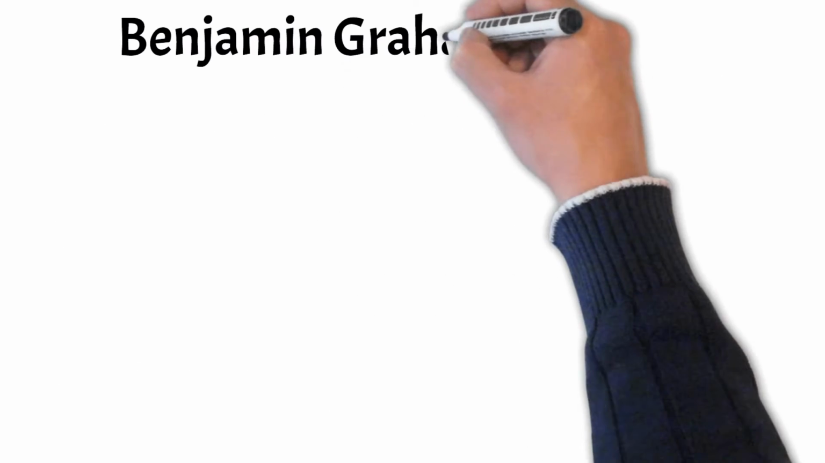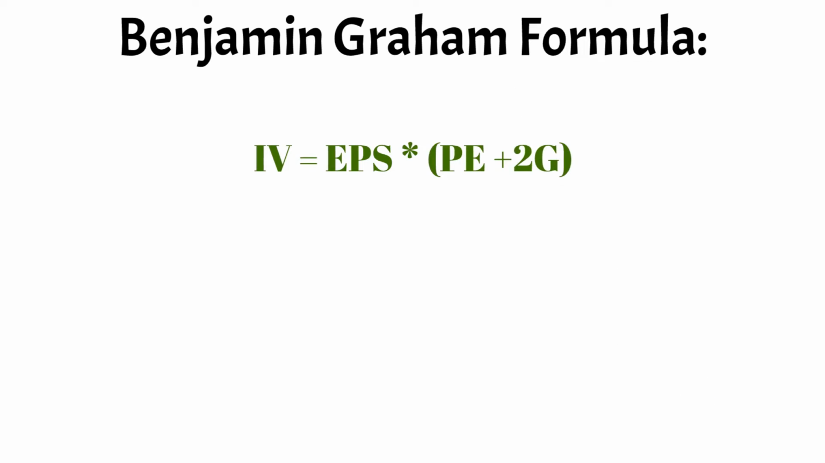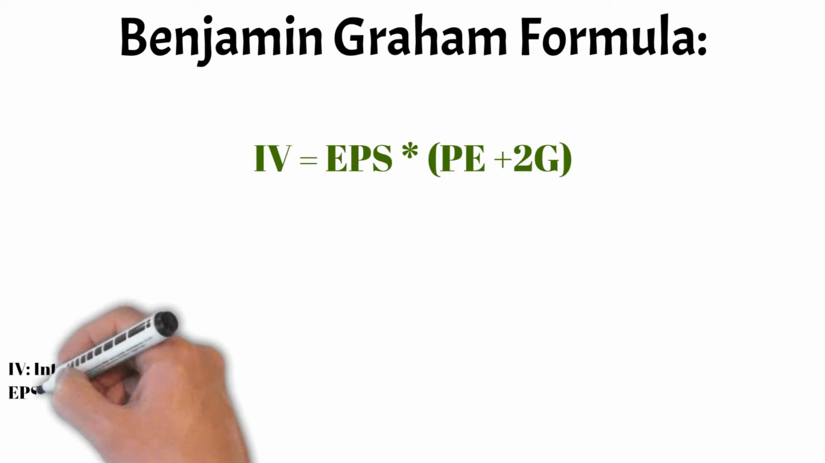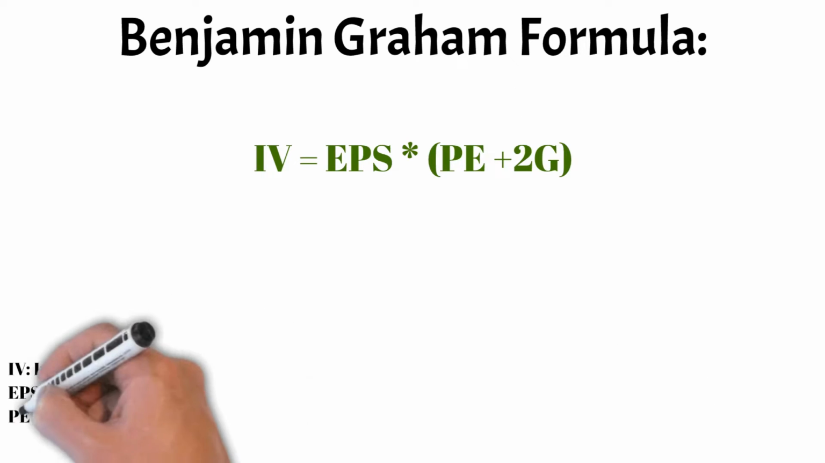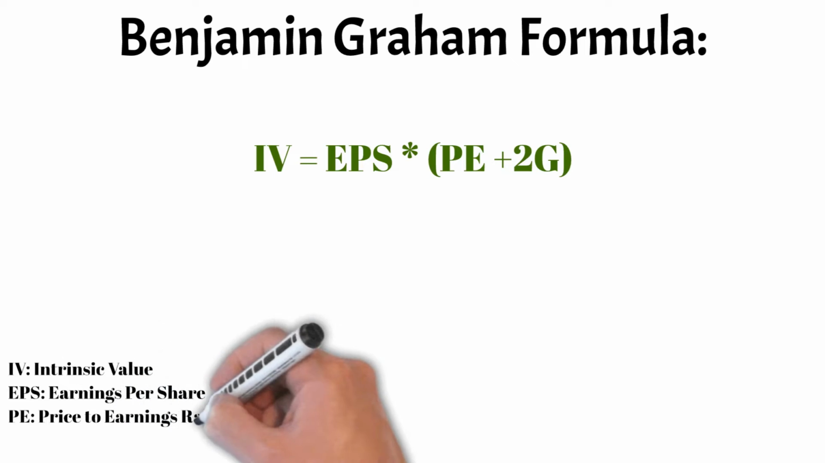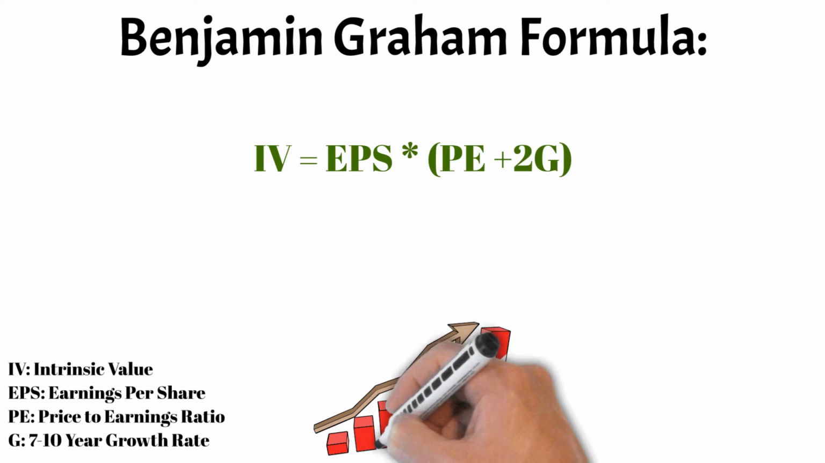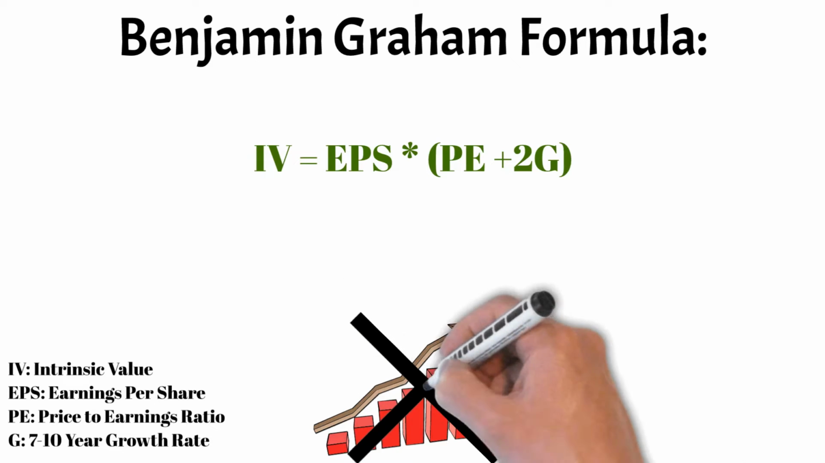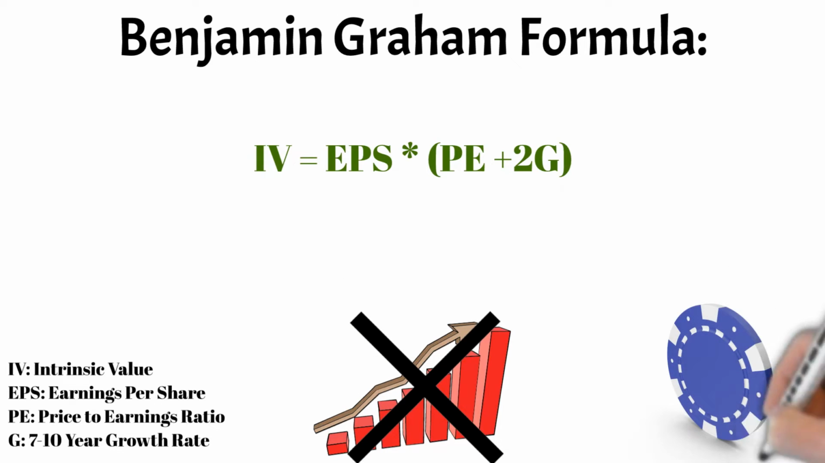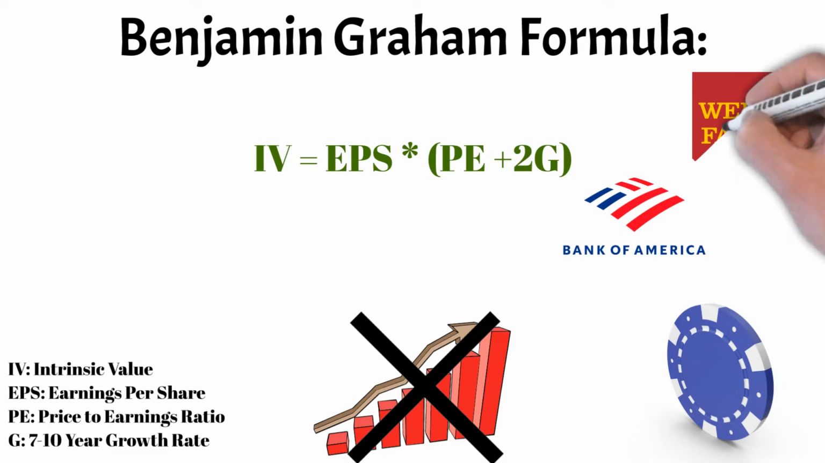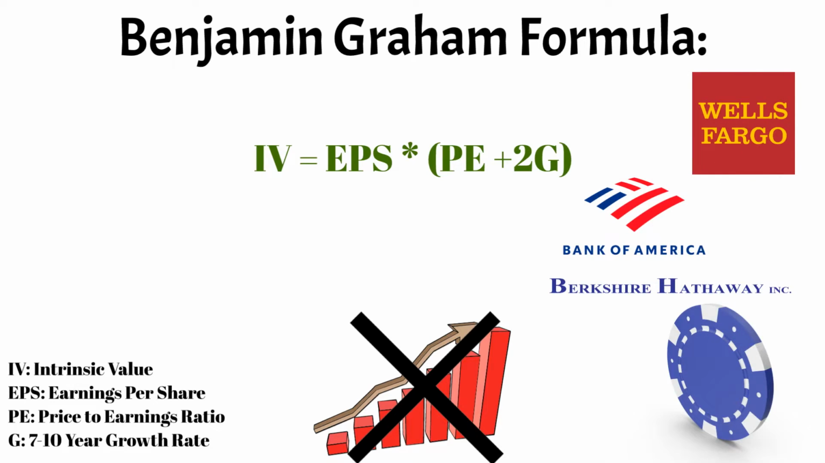But what if we used Benjamin Graham's model? His model is shown below, where intrinsic value equals earnings per share times current price to earnings ratio, plus 2 times the company's estimated 7 to 10 year growth rate. Graham's formula is not meant to be used on growth stocks but is more geared towards value stocks in blue chips such as Bank of America, Wells Fargo, or Berkshire Hathaway.